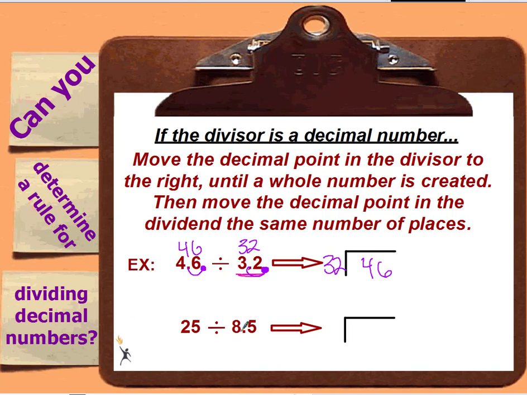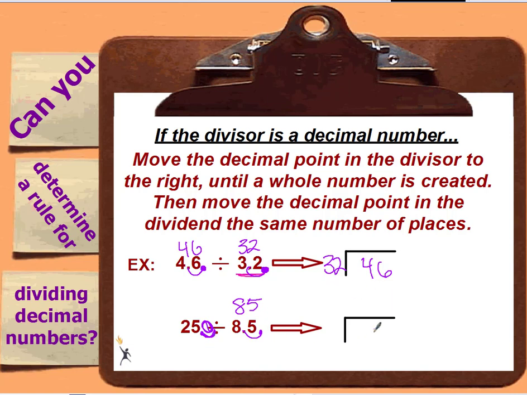Here I have 25 divided by 8.5. My divisor has a decimal. Again, I cannot have a divisor as a decimal. So I move it once to the right to make it an 85. Since I move it once to the right in my divisor, I have to do the same thing to my dividend. I have no decimal point here. Again, all whole numbers have a decimal on the right side. So I make a decimal, create a placeholder, and add a 0.